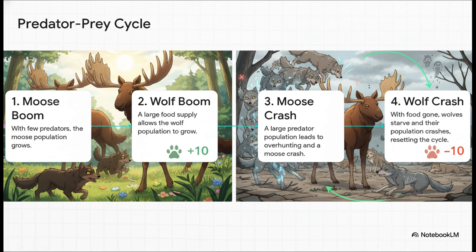Step 3, now you've got way too many wolves. They start overhunting, and the moose population completely crashes. And finally, step 4, with no more food, the wolves start to starve, and their population crashes too. And that brings us right back to the start, ready for the whole thing to happen all over again. It's that lag, that delay between action and reaction, that keeps the whole cycle going.